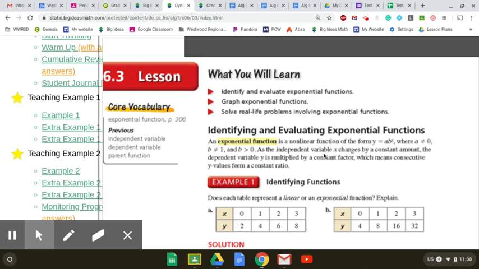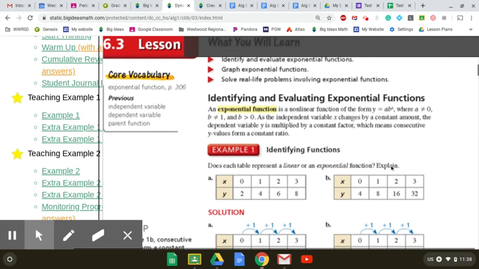As the independent variable x changes by a constant amount, which means we're going to be adding by a certain amount for our x's, the dependent variable y is multiplied by a constant factor, which means the consecutive y values form a constant ratio. So we're going to look at example 1.